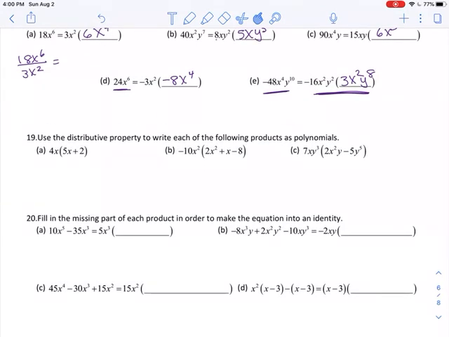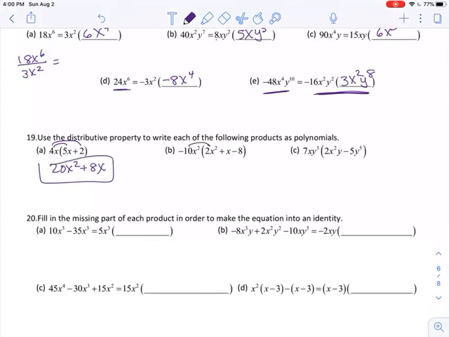19, I'm using the distributive property to write each of the following products as polynomials. So just remember when you're using the distributive property to follow all your rules. 4x times 5x is 20x squared. 4x times 2 is 8x.